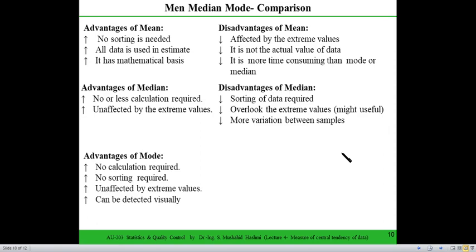A mode is the most frequent data, which doesn't require any calculation. We just need to look at which data is occurring most. That would be your mode, and obviously you don't need to sort your data, and since it's the most repeating, whatever your smallest or largest values are, it doesn't affect that. And even if your data set is plotted, you can visually determine the mode. The disadvantage is some data do not have a mode, or some data have bimodal, trimodal or multimodal distribution.